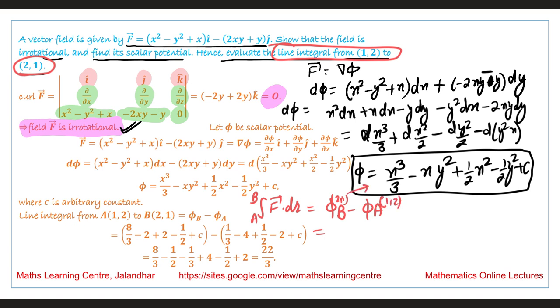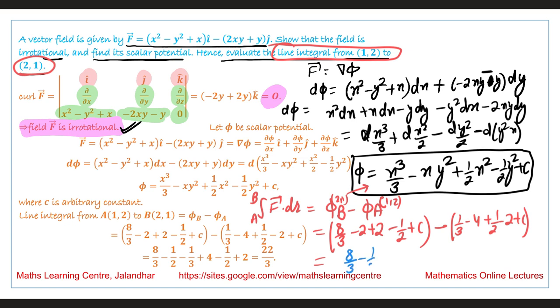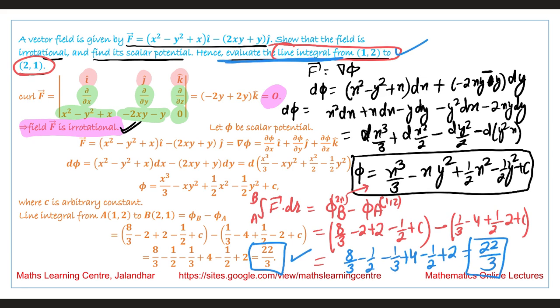When we substitute these values over here, the answer we obtain is 8/3 minus 2 plus 2 minus 1/2 plus c, minus 1/3 minus 4 plus 1/2 minus 2 plus c. So the final answer we obtain in this case is equal to 8/3 minus 1/2 minus 1/3 plus 4 minus 1/2 plus 2, that is equal to 22/3. So this is the value of the line integral from 1,2 to 2,1.